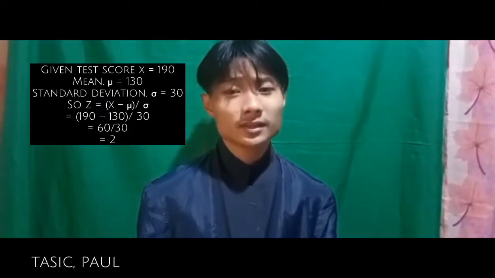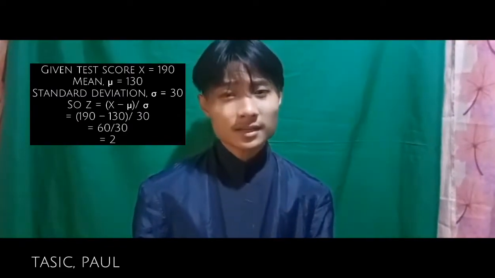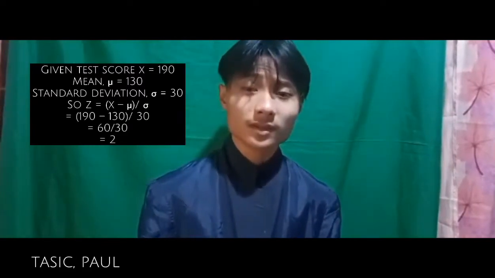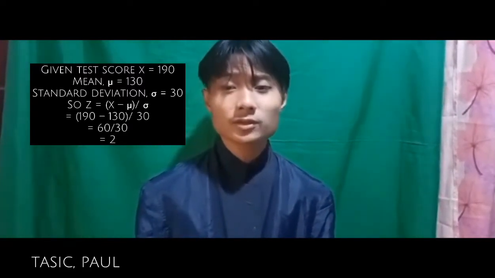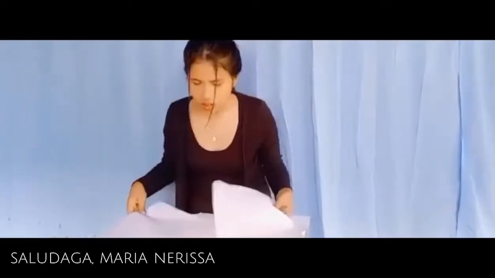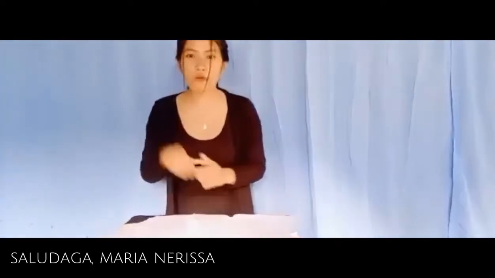Solution. Given T's score, X equals 190. Mean equals 130. Standard deviation equals 30. So, Z equals test score minus mean over standard deviation, which equals 190 minus 130 over 30, which equals 60 over 30, which equals 2. So let's get through this. The Z-code is right. We only have one left to know until we have broken the enigma of data management.